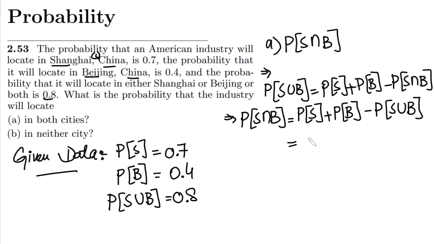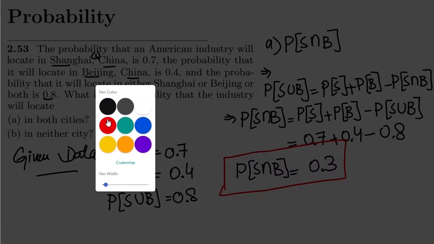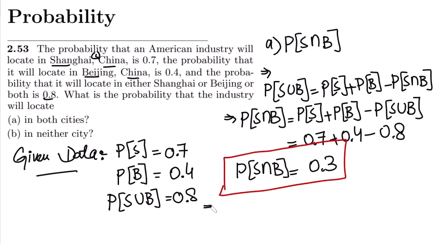Writing their values, I will get 0.7 plus 0.4 minus 0.8. Adding them together, I will get 0.3, which is the probability of Shanghai and Beijing together. So that is the solution of part A. Now for neither city, I have to calculate the probability that it is neither in Shanghai nor in Beijing.